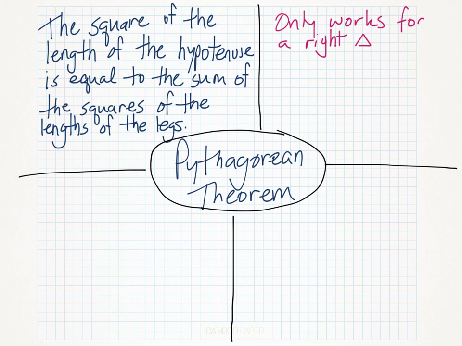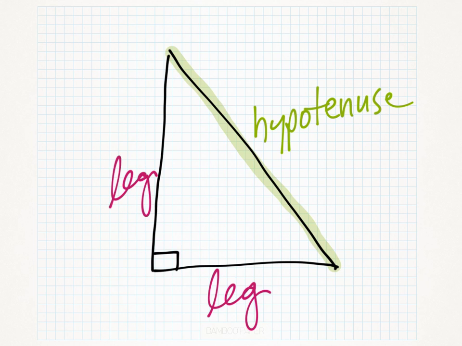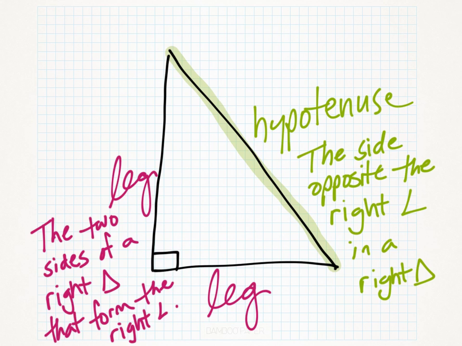The two terms you're going to need to know for our right triangle are legs and hypotenuse. Now the hypotenuse is the side opposite the right angle in a right triangle. So here's our right angle, there's the hypotenuse. And then the legs are just the two sides of the right triangle that form the right angle. Again, here's the right angle, leg, leg.